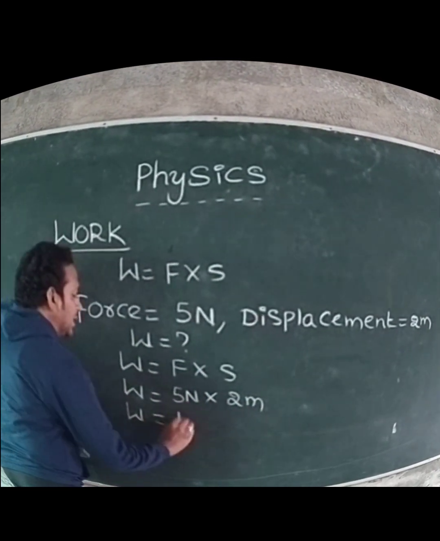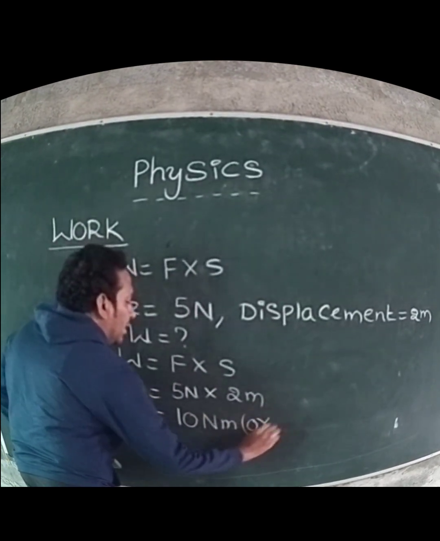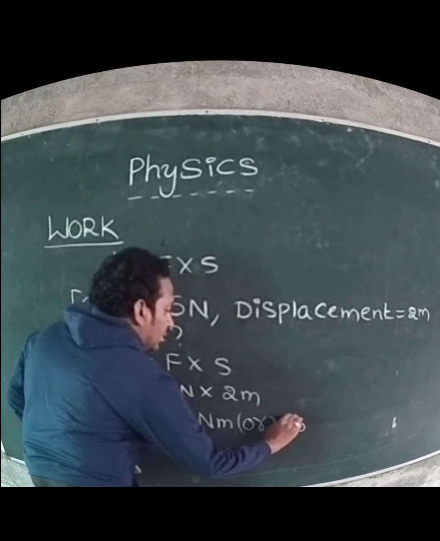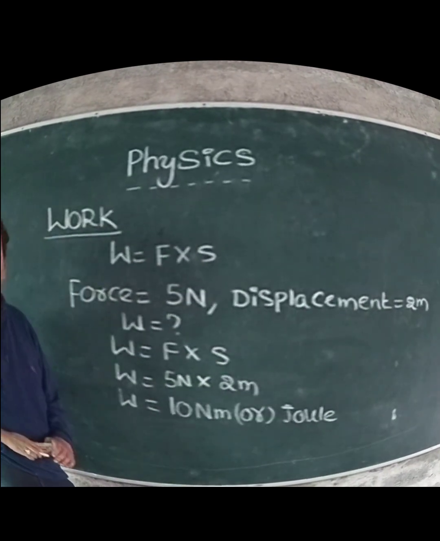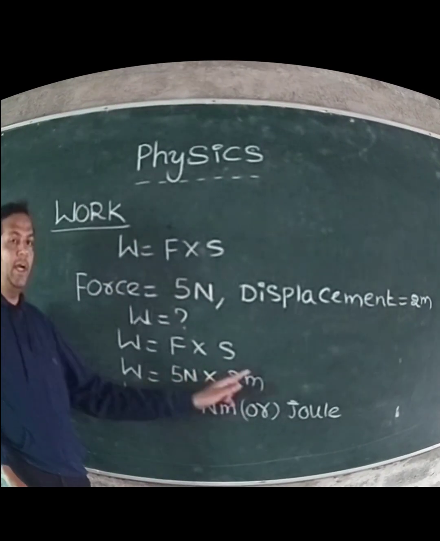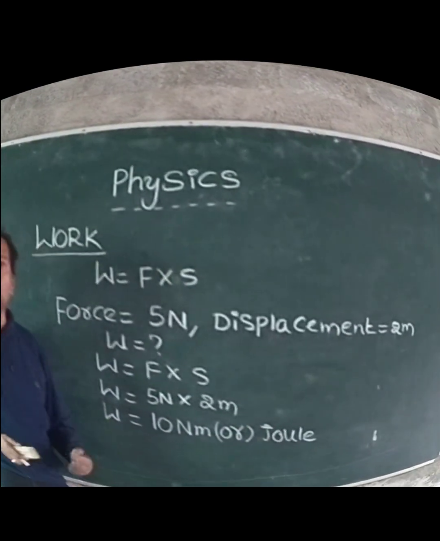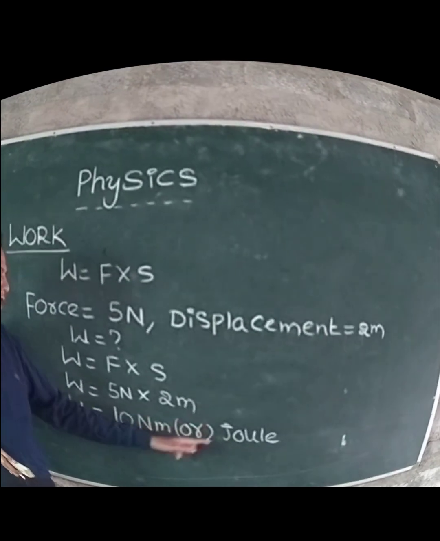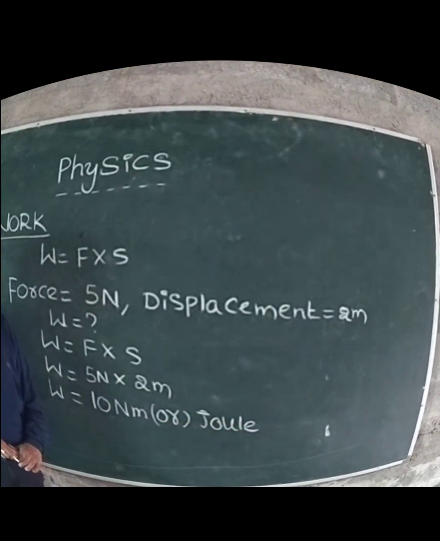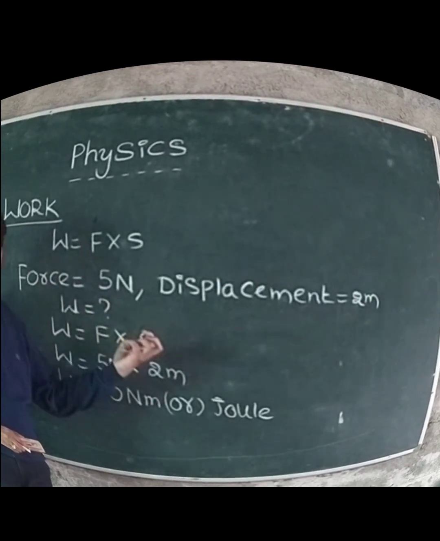The answer is 10 newton meter or joule. It is very easy to understand. The problem is 5 into 2, 10 newton meter or joule. It is about how much work is done on the object: 10 newton meter or 10 joules. It is an example of work with a better example.